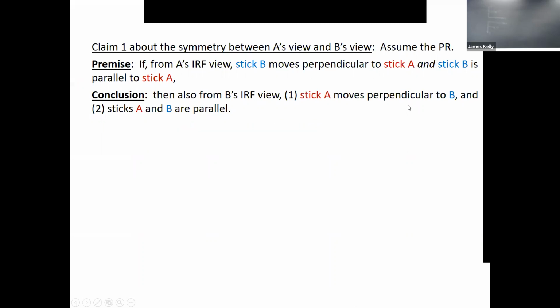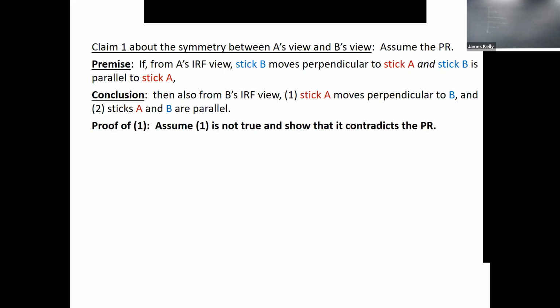So I'm going to show things in a color-coded manner, and then we're going to work this out on a worksheet. Okay, so the premise is what was shown on the left in the previous picture, and the conclusion is what was shown on the right, that the 2 sticks are parallel from the other point of view, and the other stick is still moving perpendicular to the first stick's length. So we're going to start with a proof of 1.